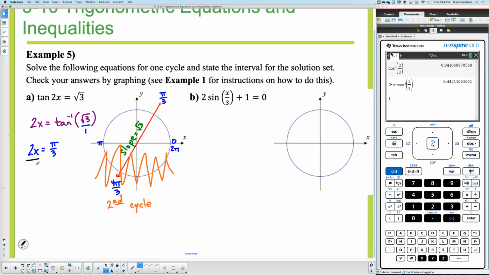I divide by 2. Now, when I divide this by 2, I need to divide my interval by 2 as well. So my 0 gets divided by 2, and pi gets divided by 2. That's going to come into play in a second. So what is my solution here? X equals pi divided by 3 divided by 2. The answer is pi over 6 on the interval 0 to no longer pi.